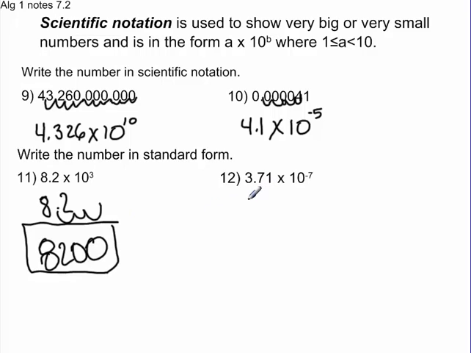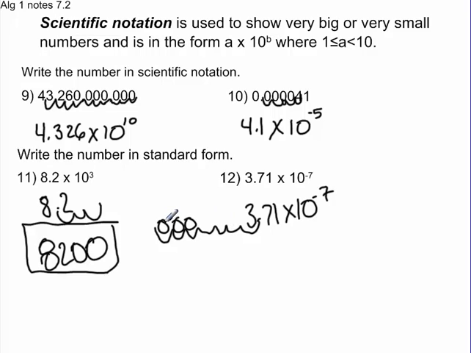Number 12, we have 3.71 times 10 to the negative 7th. So again, I want a smaller number. If I go this way, the number's getting bigger, right? But I want a smaller number. So we're going to move back this way. 1, 2, 3, 4, 5, 6, 7. Hopefully, your spaces are a little bit clearer than mine. I am struggling.